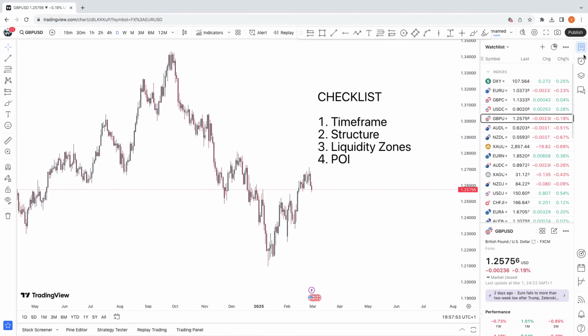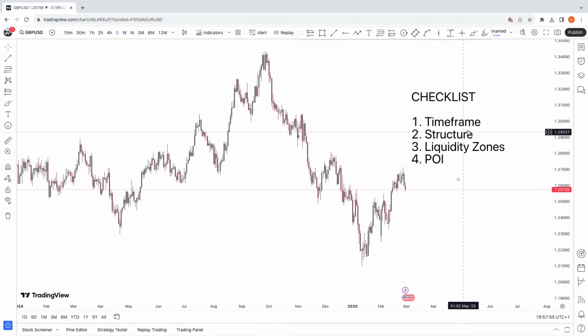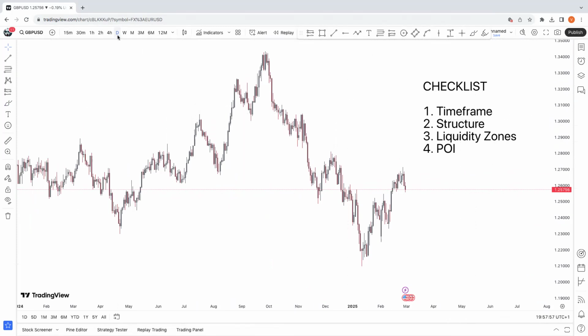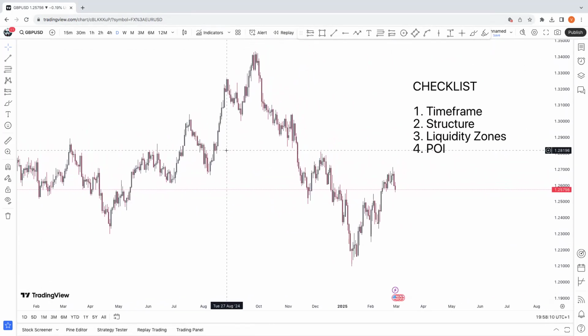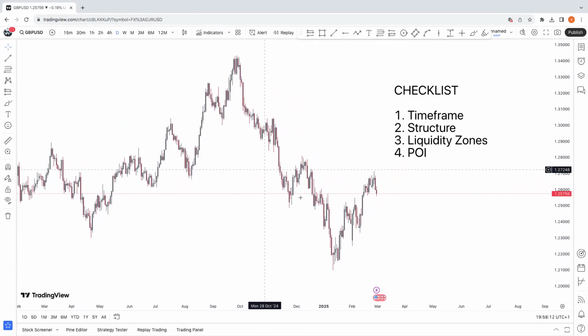Then the next thing you want to look out for is your structure, right? Now we are on the 1 hour, sorry, we're on a daily time frame right now. So we want to actually look at what price is doing here, right? We don't care so much about what price has done in the past, right? We just want to see what price has done recently.